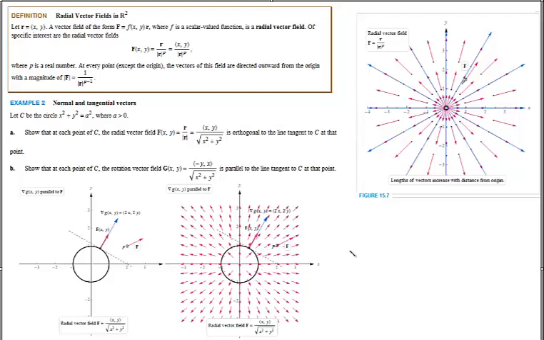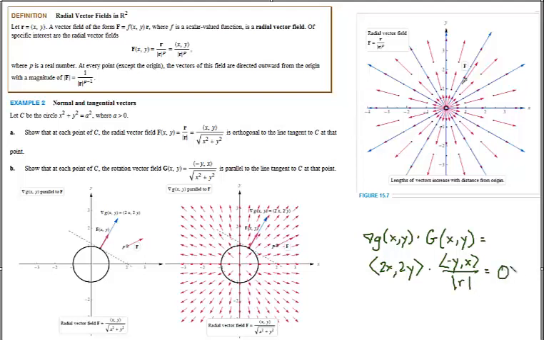So let's look at what that would look like. It is going to be our gradient of x, y, and then our vector field G of x, y. This is going to equal 2x, 2y, and then we are going to dot product it with minus y, x, over the magnitude of our vector. And if you do this, you will get 0.